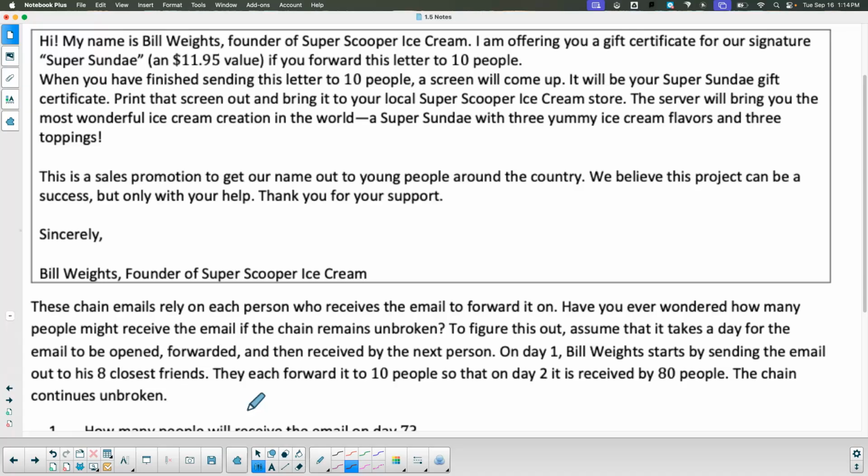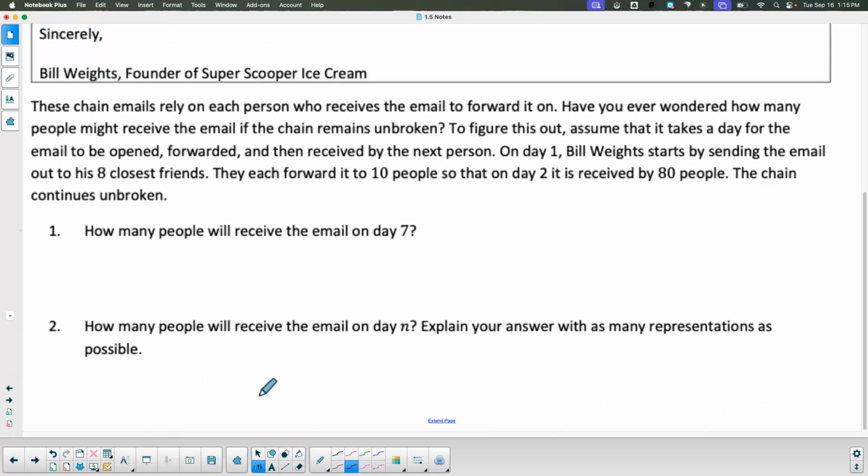Right? So it takes 1 day for one person to read it, send it to 10 people, and then get received by those 10 people. Okay? So on day 1, Bill Waits starts by sending the email to his 8 closest friends. So on day 1, he sent it to 8 people.